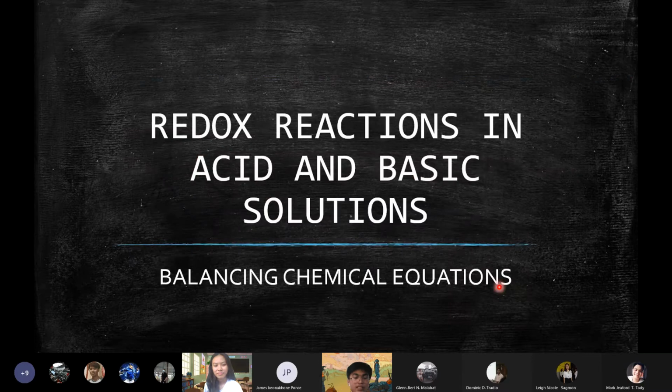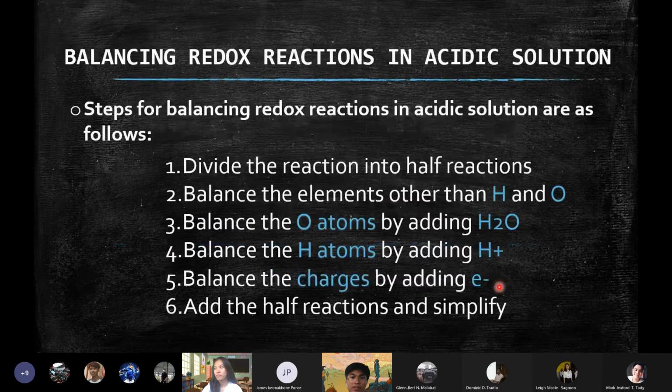Now, moving on to the second subtopic that we will be discussing this afternoon, we have balancing redox equations in both acidic and basic solution. In order to balance a redox equation in both acidic and basic, we need to follow a process in steps.